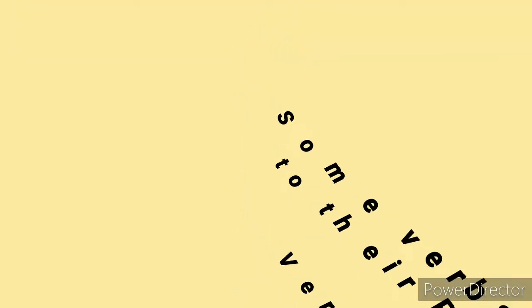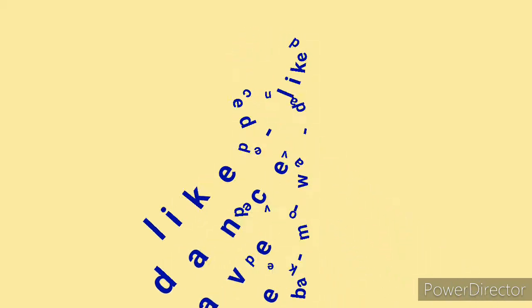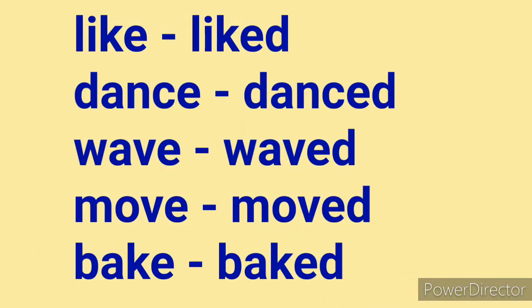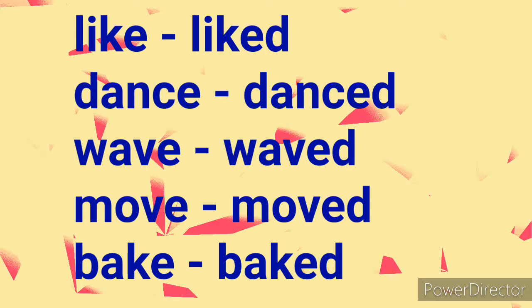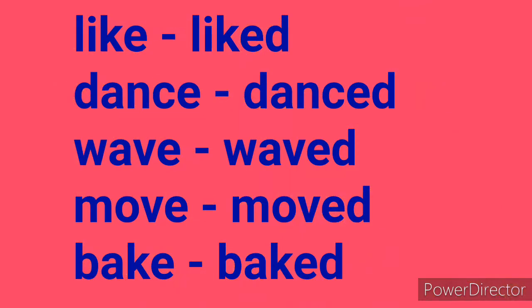Examples: like, L-I-K-E, like, liked. So we added letter D. Dance, danced. Move, moved. Bake, baked. Wave, waved. Clear? So some verbs add letter D to their past tense.